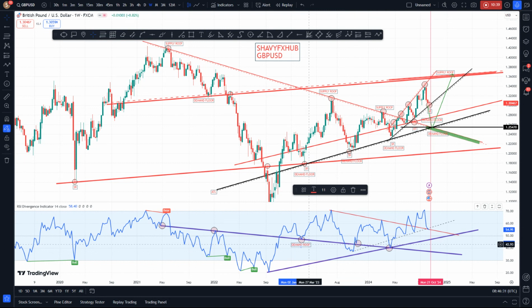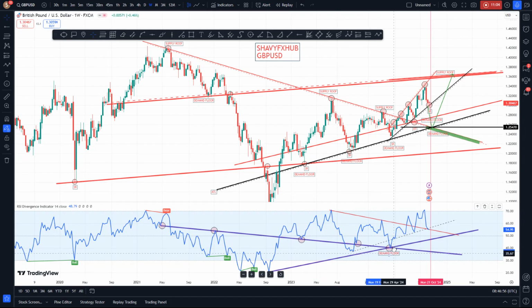So, sorry, demand floor. This is demand floor. We have here demand floor. So when we return to the demand floor, price bought again. So we want to see price. This is our demand floor, a descending trend line.